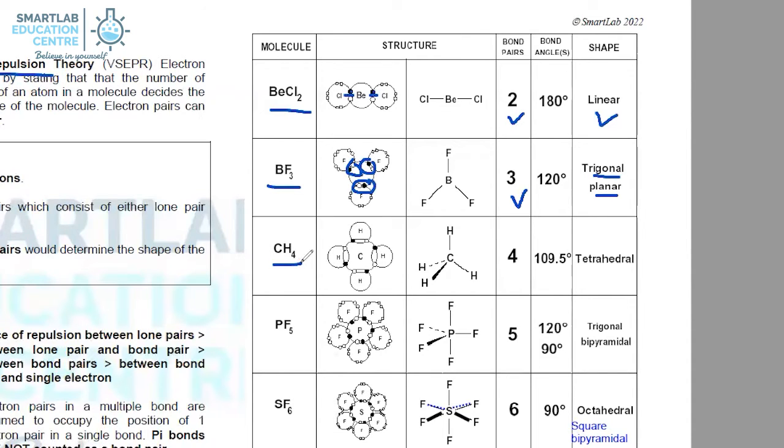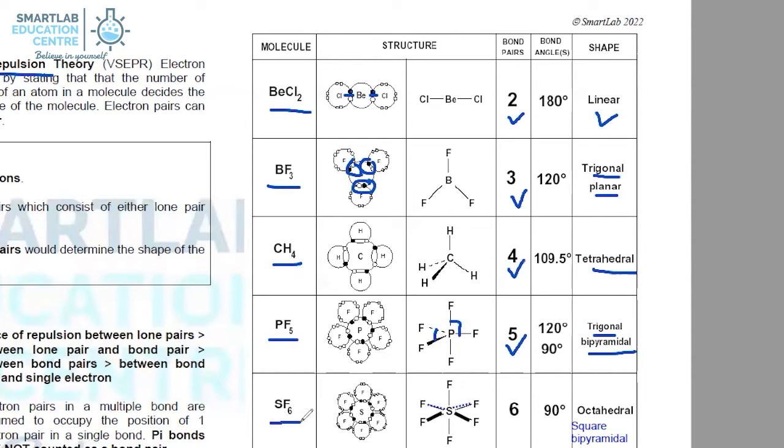Next, CH4. In CH4, carbon is group 14, it has 4 valence electrons. When carbon is chemically bonded with hydrogen atoms, you will form 4 bond pairs, 0 lone pair. Therefore, the shape is tetrahedral, angle 109.5. PF5, phosphorus is group 15, 5 valence electrons. When chemically bonded with fluorine, you will form 5 bond pairs, and hence the shape is trigonal bipyramidal, and the angle will be 120 for this and 90 degrees for this.